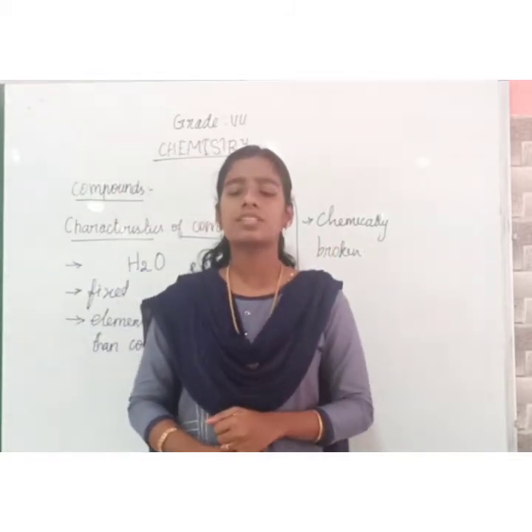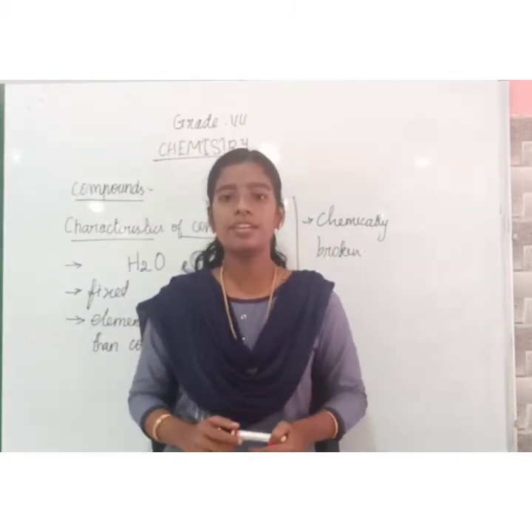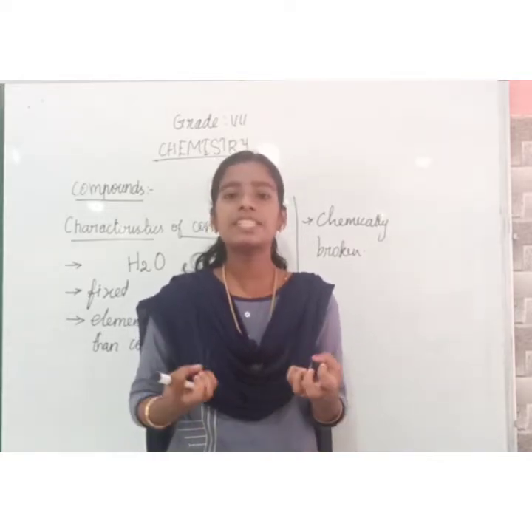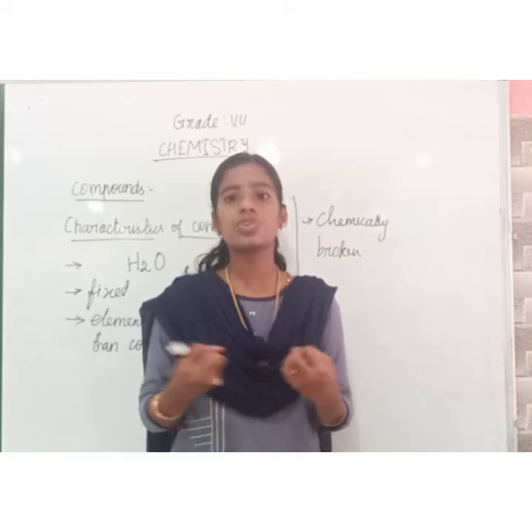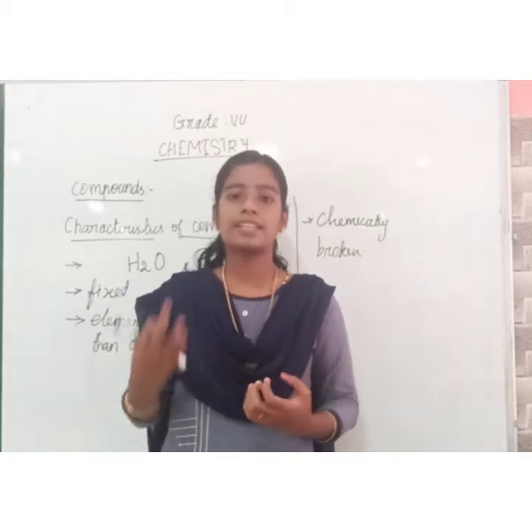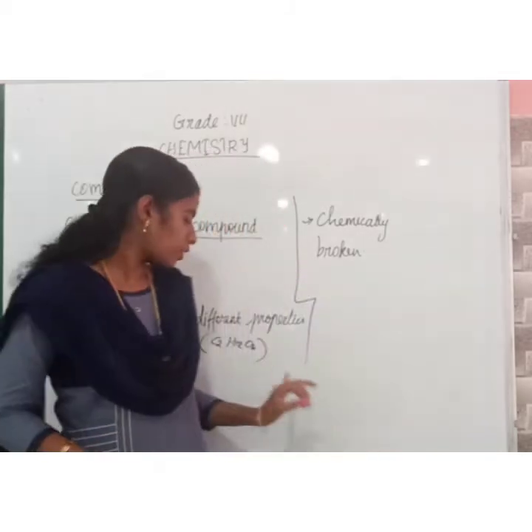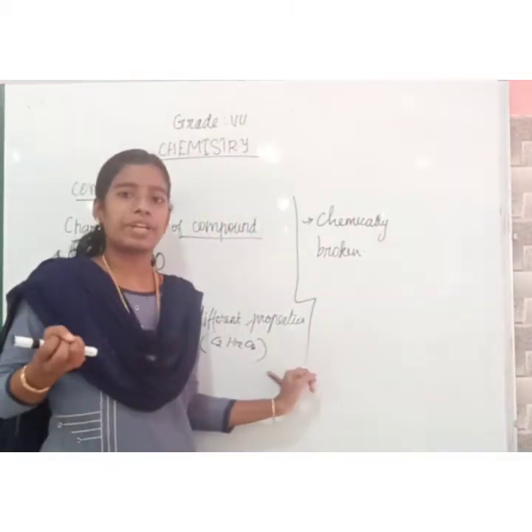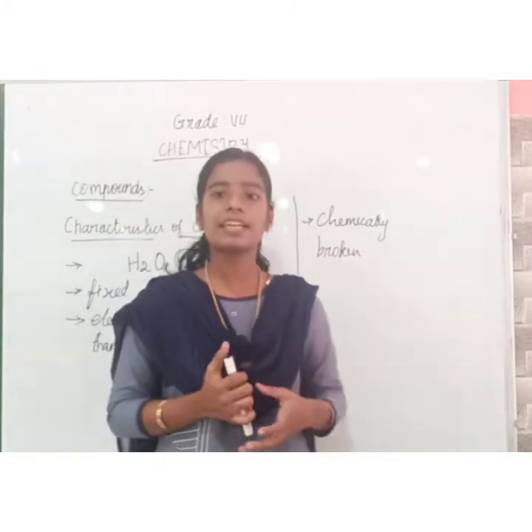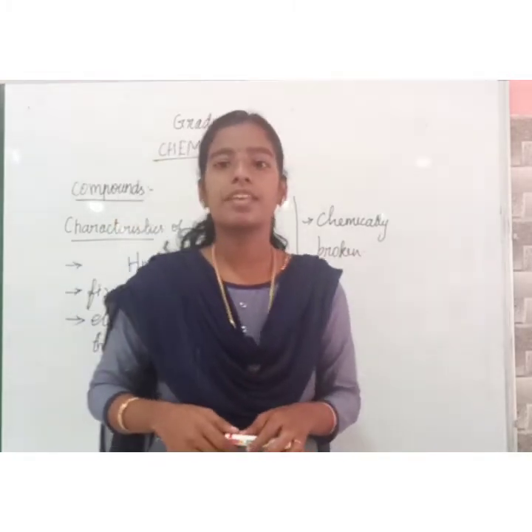Then the fourth characteristic is that compounds can be chemically broken. When we consider this carbon, hydrogen and oxygen sugar solution, it can be chemically broken, but physically we cannot separate this into the three components, that is carbon, hydrogen and oxygen. This sugar cannot be physically separated, but it can be chemically broken. Did you understand the characteristics of compounds?